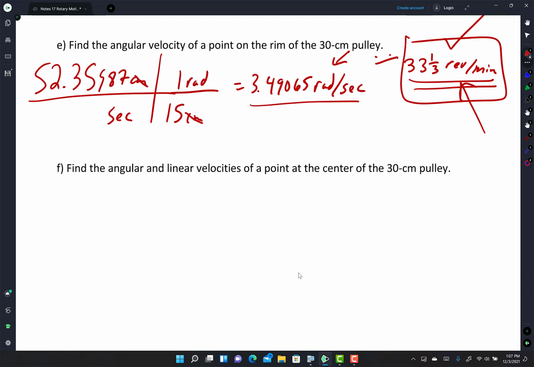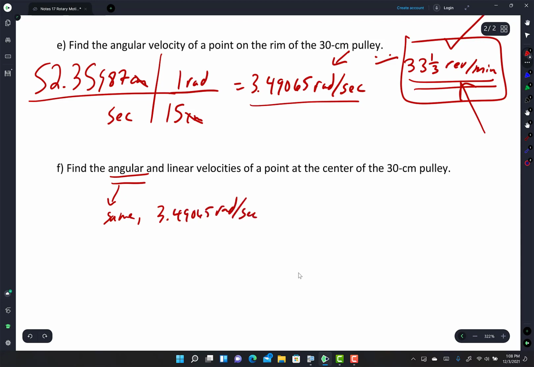All right, we're gonna finish this real quick. Letter F. Don't worry, we're almost done. Find the angular and linear velocity of the point at the center. So the angular velocity, is it the same? Yes, angular velocity is the same everywhere for that one, guys. So I'm gonna say same, and I'm gonna say either 3.49065 radians per second, or you can say 33 and 1/3 revolutions per minute. It doesn't matter what answer, as long as you give me correct units for angular.